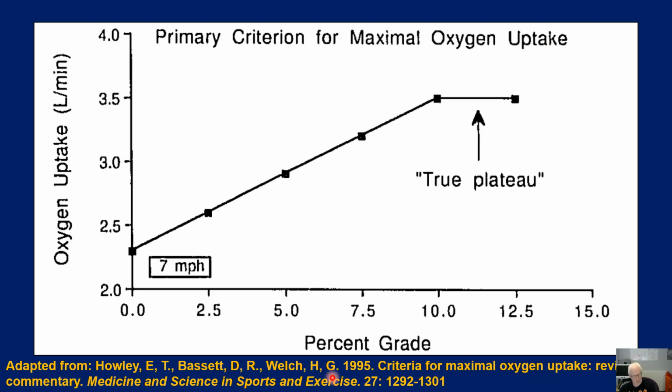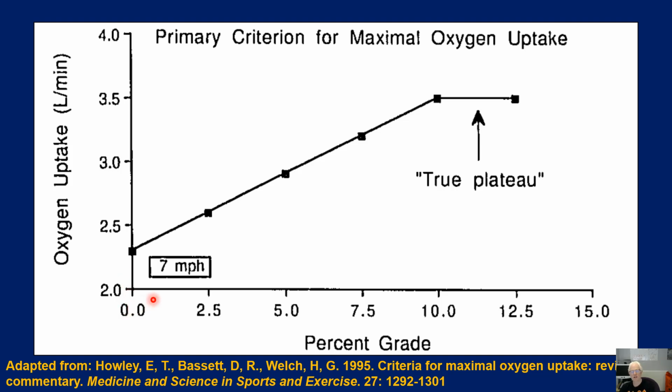This is Howley, Bassett and Welch in 95. So here we've got treadmill data. What they've got here is they're holding them at a constant speed, so this is at 7 miles per hour. It's an American paper, so it's in imperial units. Here we've got the oxygen consumption, again in litres per minute.